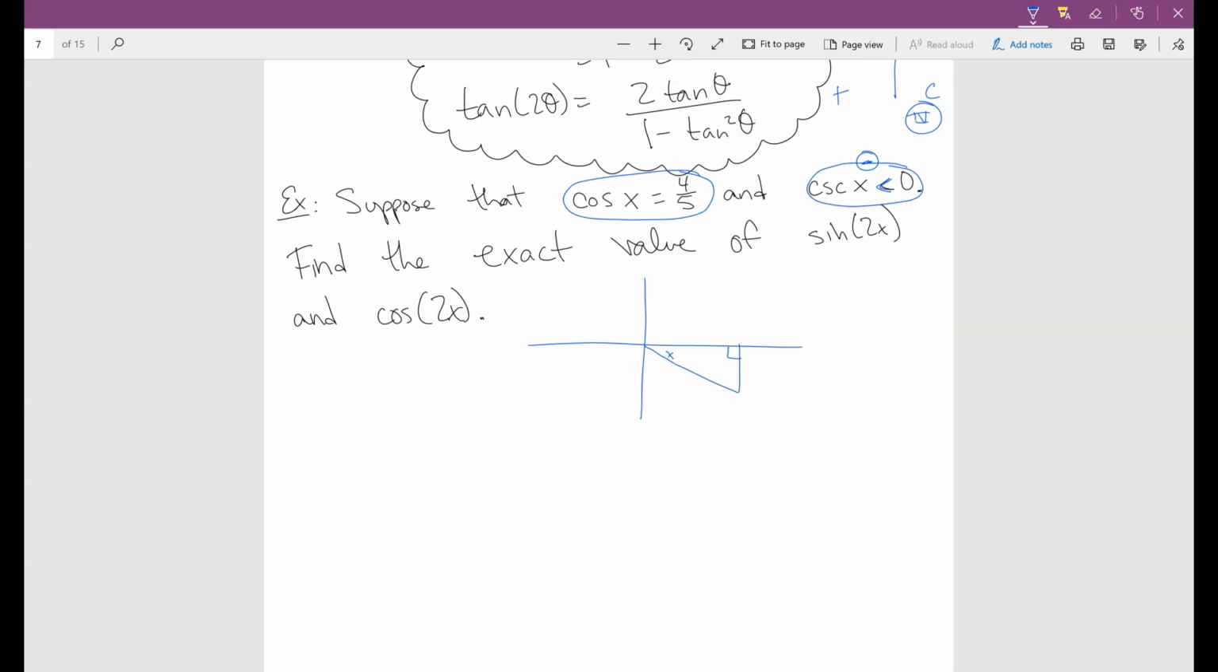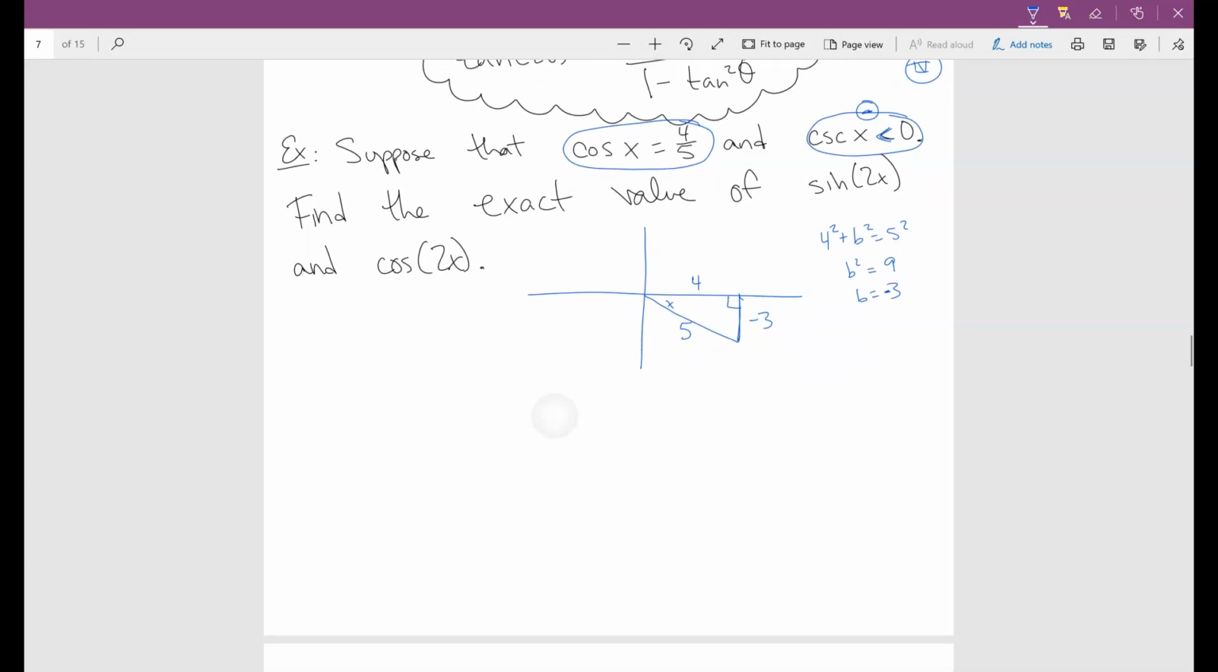Now we know that cosine is adjacent over hypotenuse. We can figure out the other side very easily. So this is going to be 4 squared plus b squared equals c squared. So b squared is going to give me 9, so b equals 3. Now, is it positive or negative? In this case it's going to be negative because it's on the negative y-axis, so this is going to be negative 3. Now all we need to figure out is what sine 2x and cosine 2x are going to be. So let's start off with sine 2x.